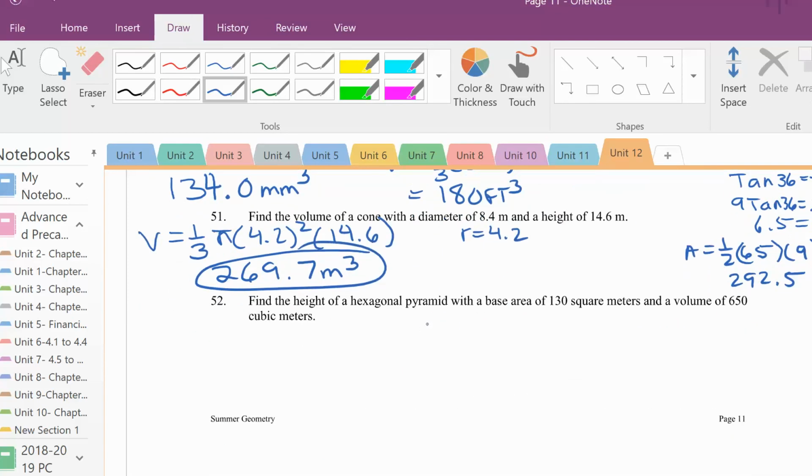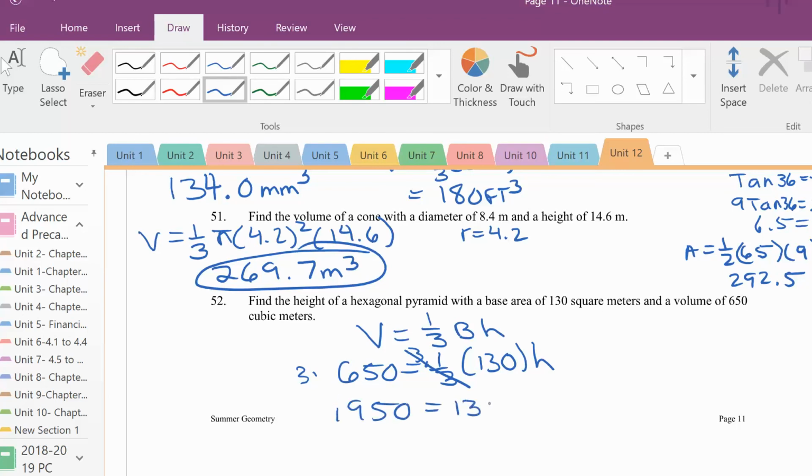And this one, the hexagonal pyramid with a base area of 130 square meters and a volume of 650, find the height. Well, remember, volume is 1/3 area of the base times the height. So 650 equals 1/3 130 times height. Multiply both sides by 3 to get rid of the fraction. So 3 times 650 gives you 1950. And then divide by 130, and you get that the height is 15 meters.